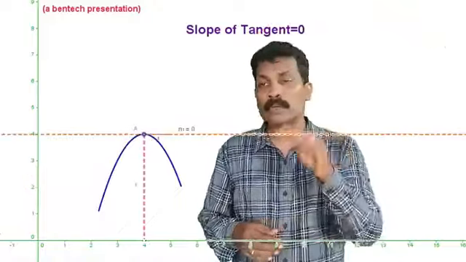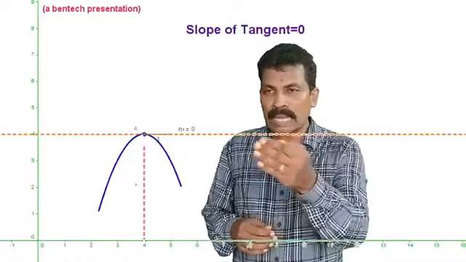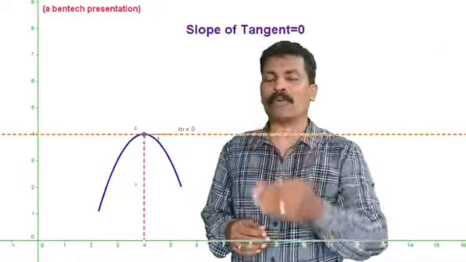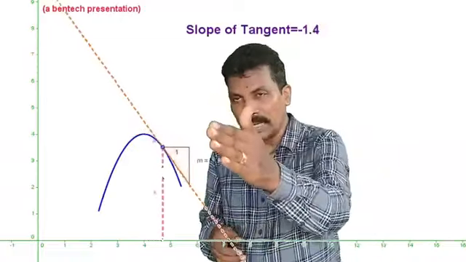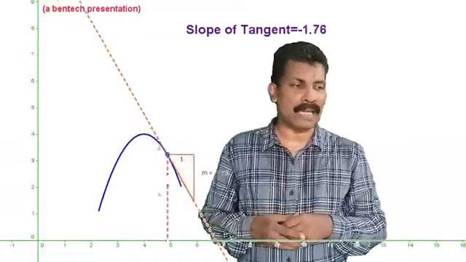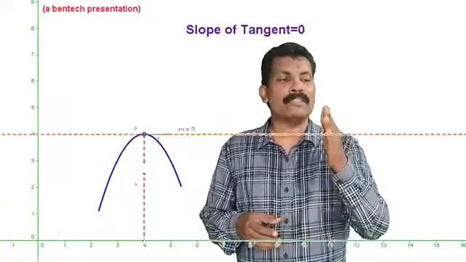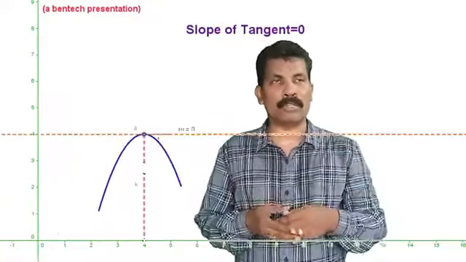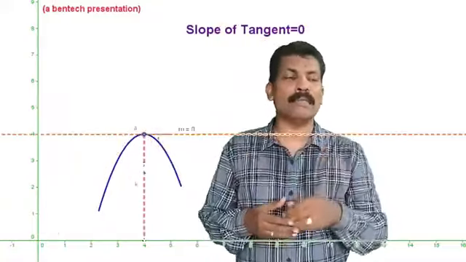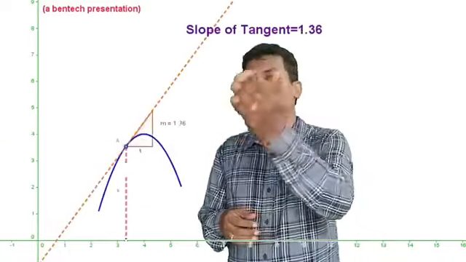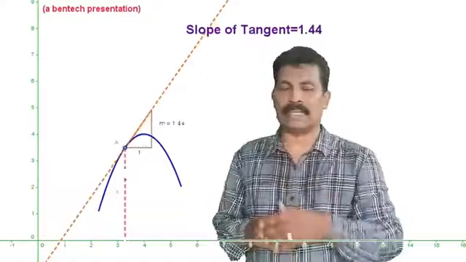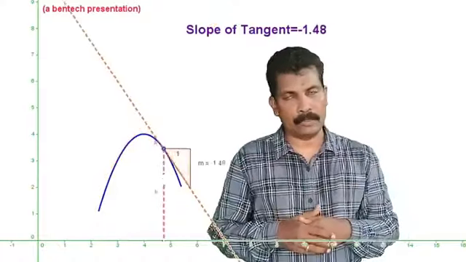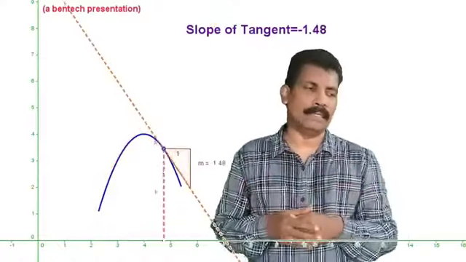For the points on the curve where the x value is slightly greater than 4, the tangent has a negative slope. That is, at the point where the maximum occurs, the tangent is horizontal, meaning the derivative is 0, with a positive slope on the left-hand side and a negative slope on the right-hand side. This way we can identify the point of maximum.